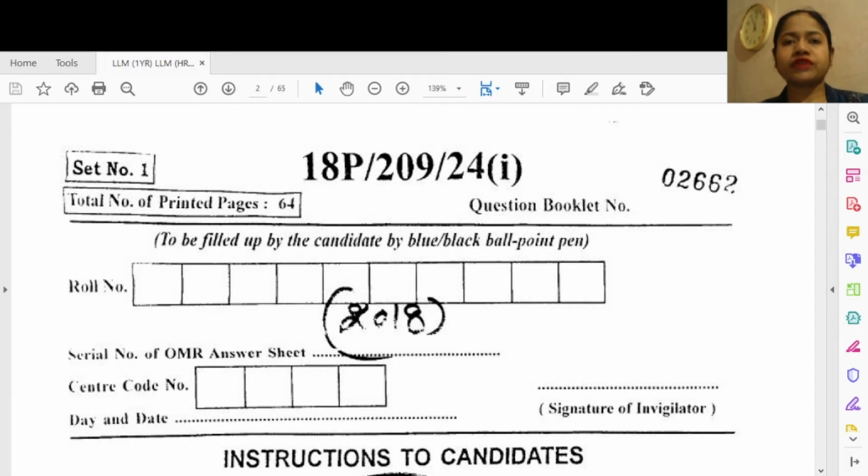So today I will be discussing with you the solved previous year question paper of BHU LLM 2018, and this paper is related to 1 year LLM as well as HRD, the Human Rights Specialization Course 1.